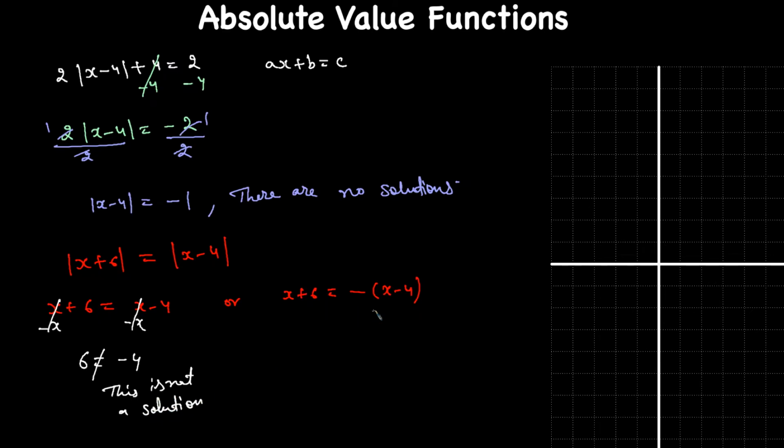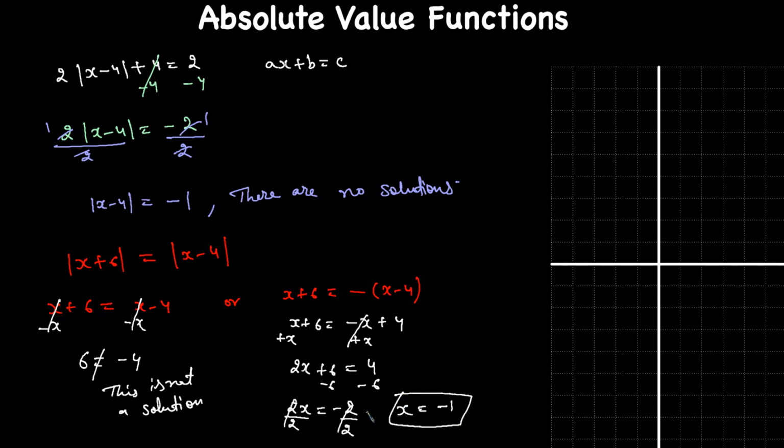Let's do some steps over here. So x plus 6, I'm going to distribute the negative. This gives me negative x plus 4. And now if I add x over here and x over here, these will cancel out, so this gives me 2x plus 6 is equal to 4. Let's subtract 6 from both sides. So this gives me 2x is equal to negative 2, and divide by 2, and we'll get x is equal to negative 1. Okay, and this is a solution, and we can check it if we plug this number back over here.